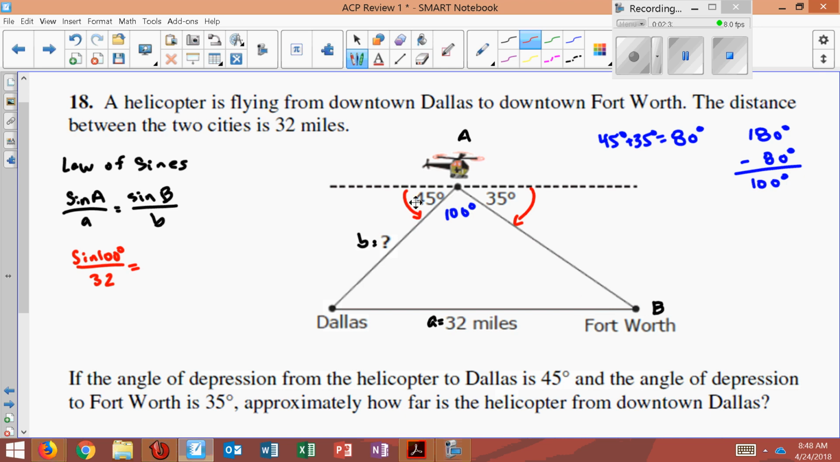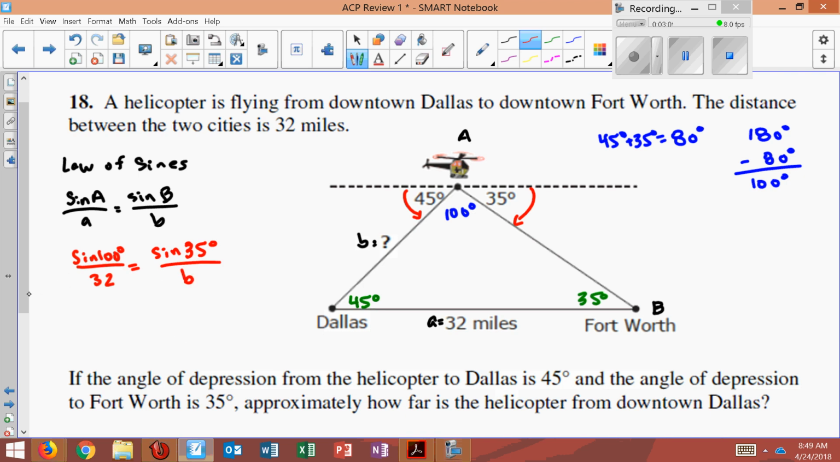But we can easily find out: if this is 45 degrees and this line is parallel to this line, from geometry we learned that a transversal is any line that connects the two, and alternate interior angles are always congruent. So 45 degrees is also here, and this 35 would also go here, because we have two parallel lines with a transversal touching them. So now I know that angle B is 35 degrees. And all I'm missing is side length B, so I'll put a B there.